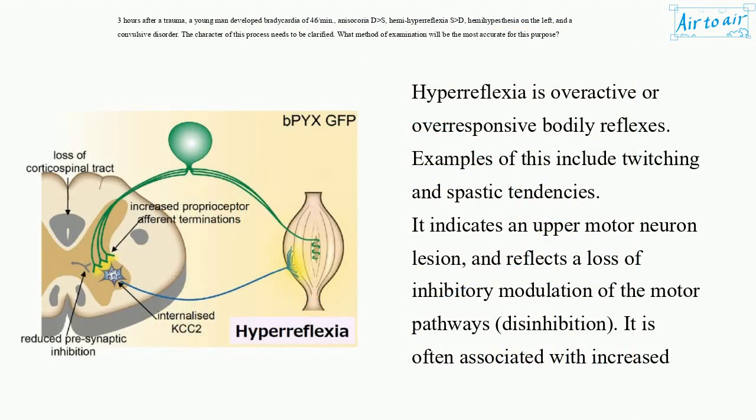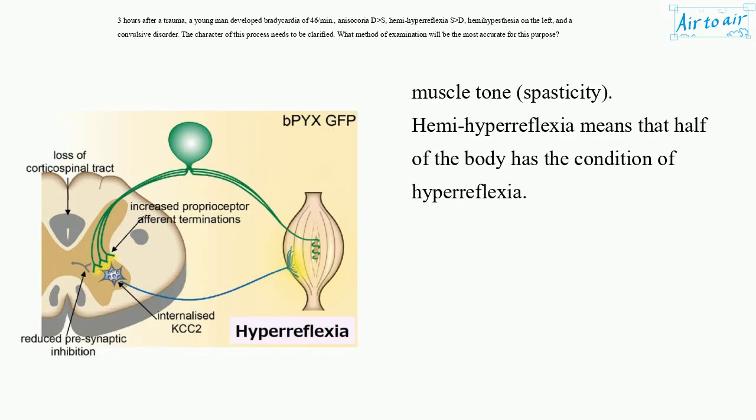Hyperreflexia is overactive or overresponsive bodily reflexes. Examples of this include twitching and spastic tendencies. It indicates an upper motor neuron lesion, and reflects a loss of inhibitory modulation of the motor pathways, disinhibition. It is often associated with increased muscle tone, spasticity. Hemi-hyperreflexia means that half of the body has the condition of hyperreflexia.